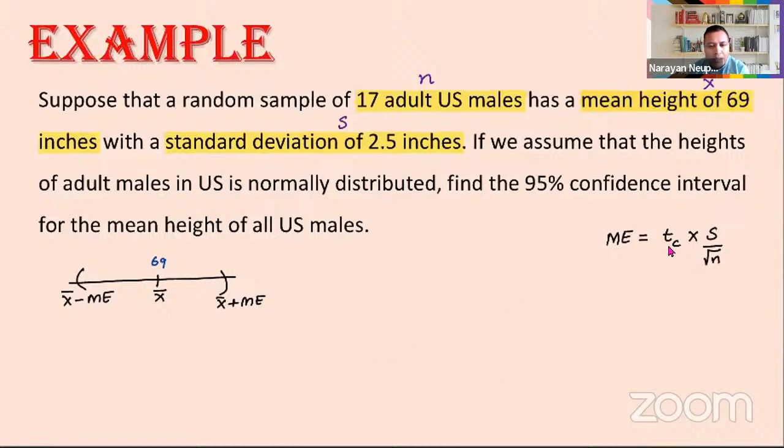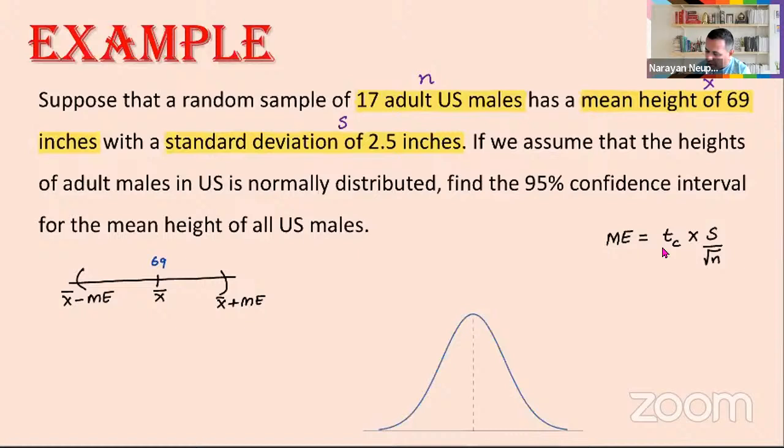Okay, so in order to find this margin of error, if you look at the screen carefully, we have this S. S is already given in the problem, 2.5. And we know n is 17. But we don't know what T critical is. So we are going to find the T critical by drawing the T distribution. So let's draw the T distribution.